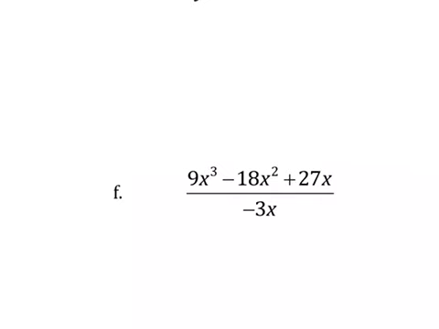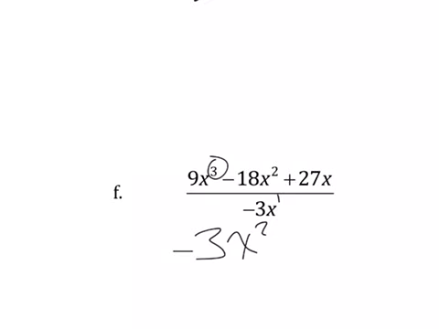9 divided by negative 3. Divide my coefficients to get negative 3. Subtract my exponents. There's going to be a 1 right there, right? Subtract 3 and 1 to get x to the second. Then I've got negative 18x squared divided by negative 3x to the first.